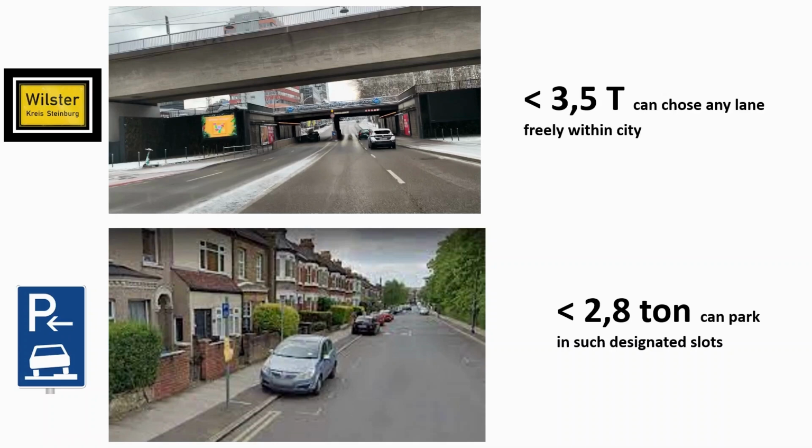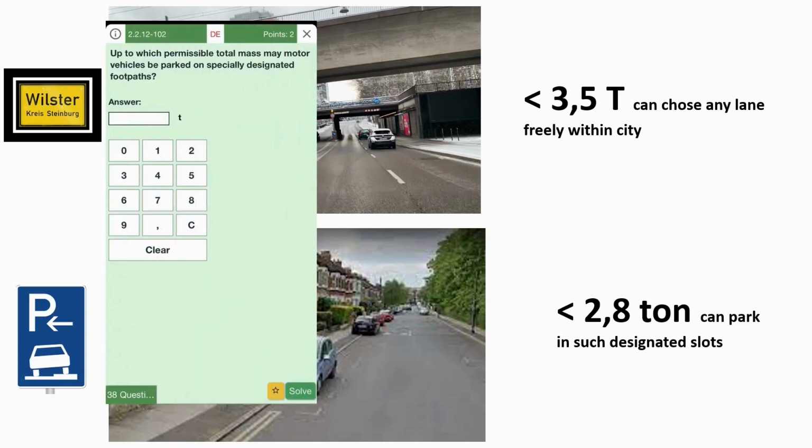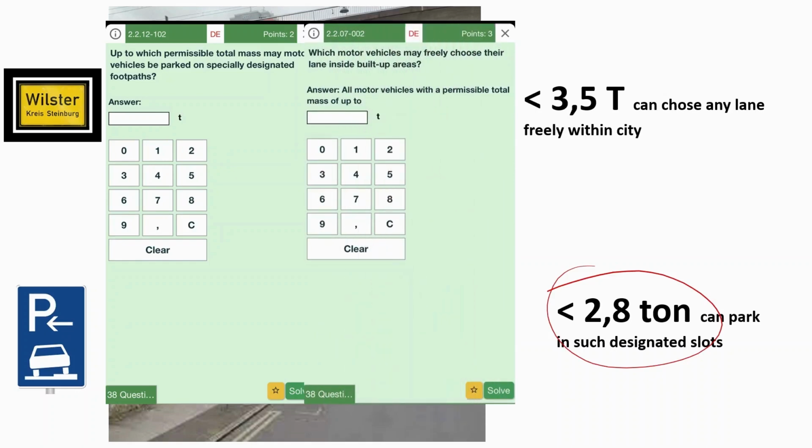in such designated slots. Okay, so you will get questions like this: up to which permissible total mass may motor vehicles be parked on specially designated footpaths? Okay, here the answer is 2.8 ton. And let's look at the next question: which motor vehicles may freely choose their lane inside a built up area? And this is 3.5 ton. Okay, let's look at the next scenario.